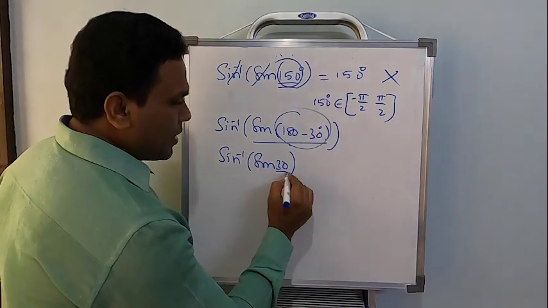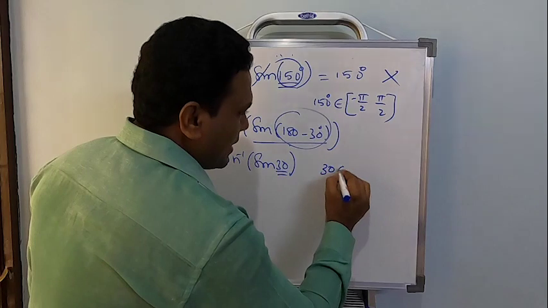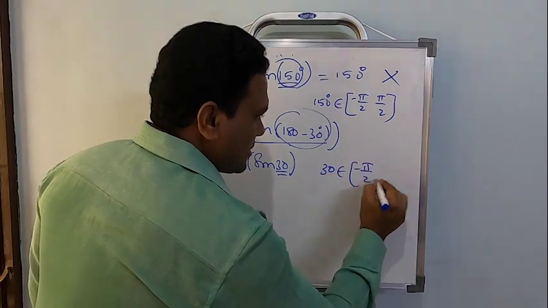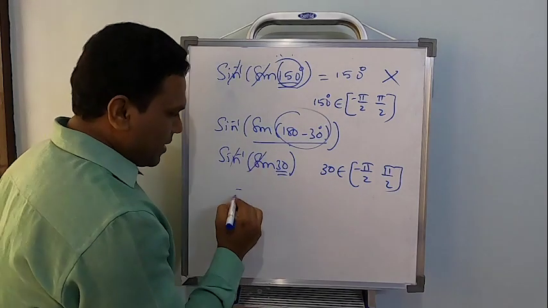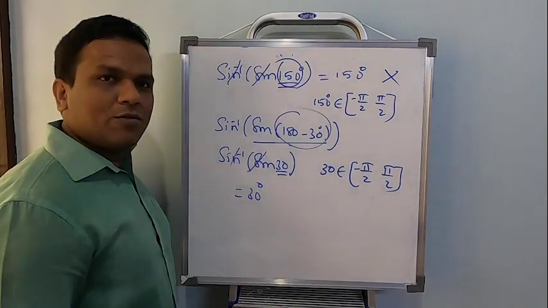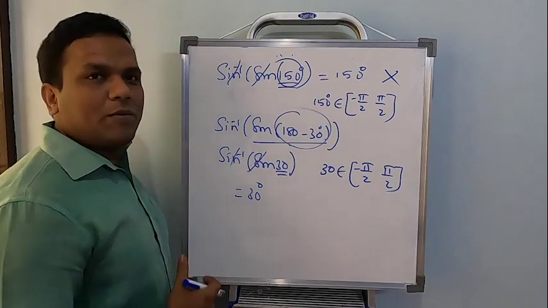Right, now just look here, this 30. Surely 30 is an angle which lies between minus 90 to plus 90, that's correct. And now I can eliminate and I can write the value will be equal to 30. So that's how the problems will be done.